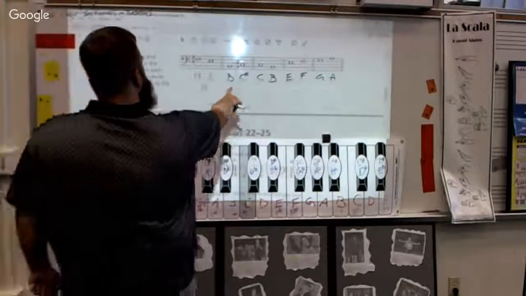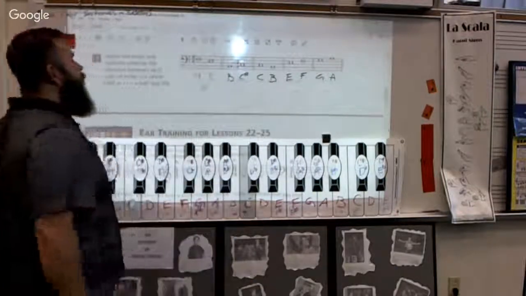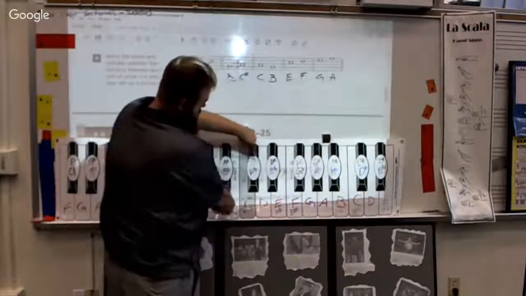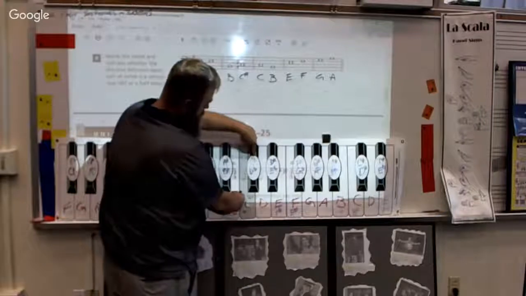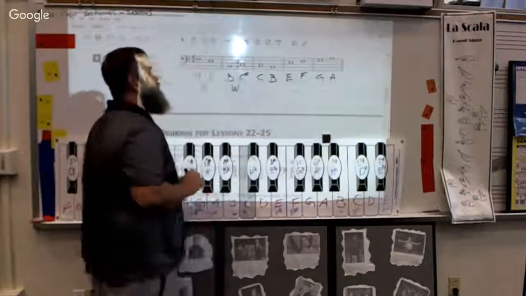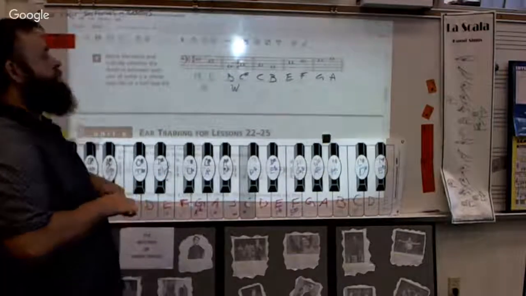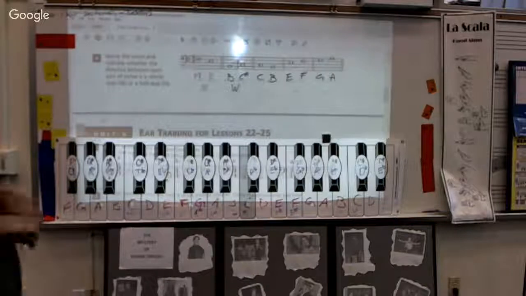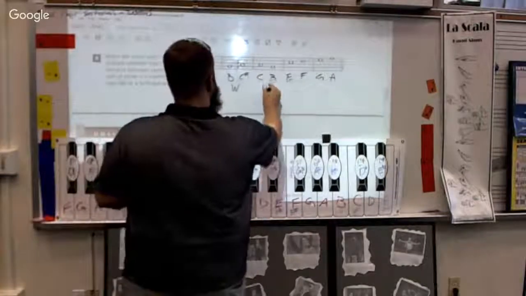So we're trying to figure out if from B to C sharp is a whole step or a half step. So I'm going to start on B, and here's C sharp. So how many notes are there? 1, 2. So that's a whole step. From C to B, is there anything in between C and B? No, so it's a half step.